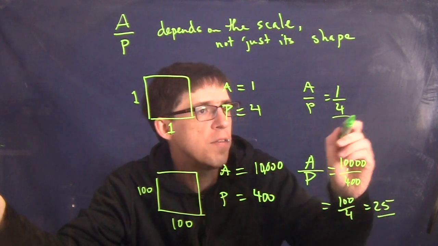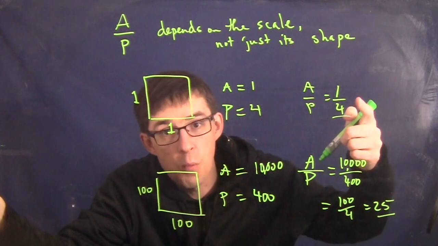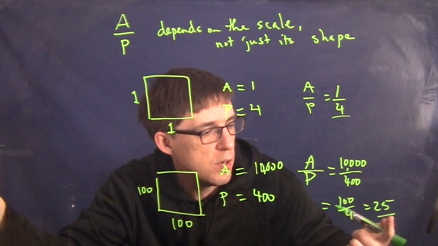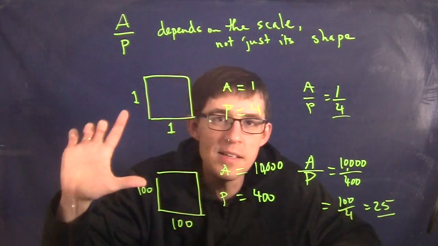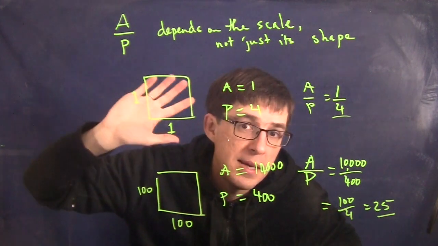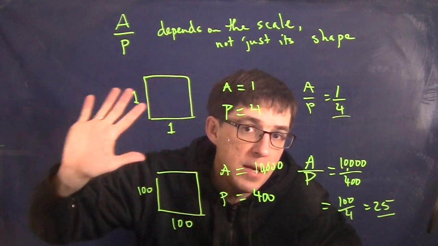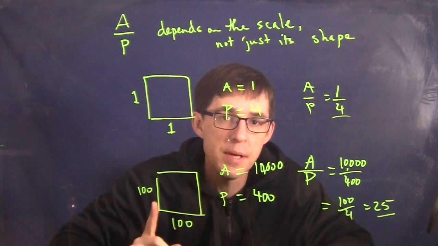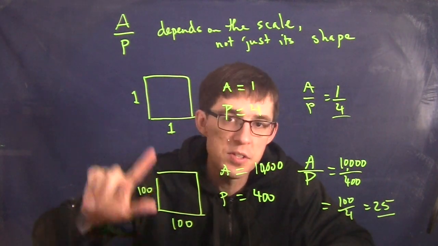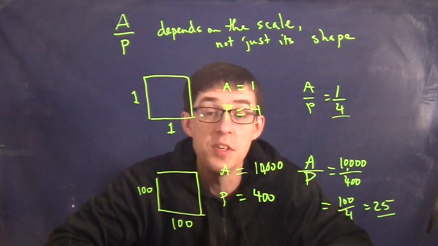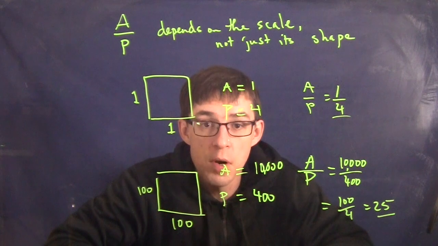Actually, this is totally different from that, right? This is less than 1, 1/4. This is far greater than 1. This is 25, right? The moral of the story is this fraction here, A divided by P, is not a meaningful measurement of the wiggliness of the shape because it depends a lot on the scale, not just on the shape of it. In other words, it depends on the units with which you measure the shape.